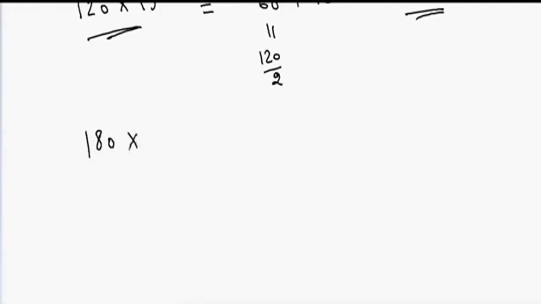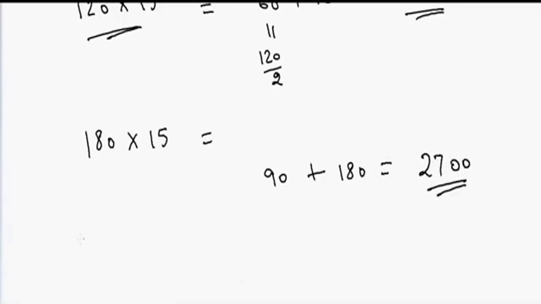Again, if I have 180, I want to multiply by 15. That will be equal to half of 180 is 90, plus 180. So 18 and 9, that's equal to 27. Two zeros at the end. So that's our answer. I hope this trick helped, and I'll see you in the next.